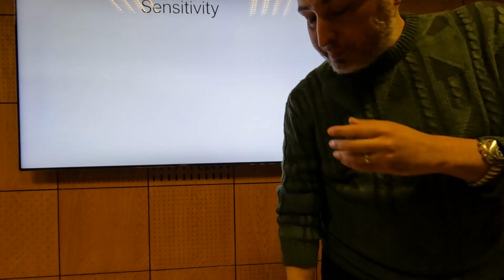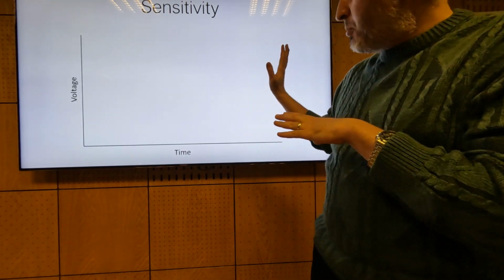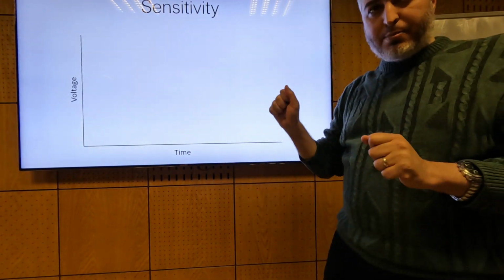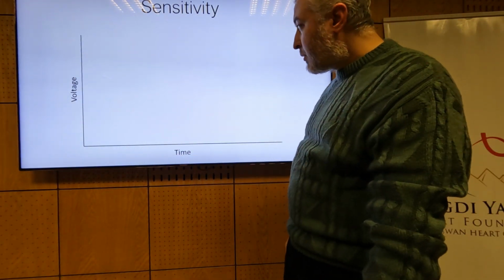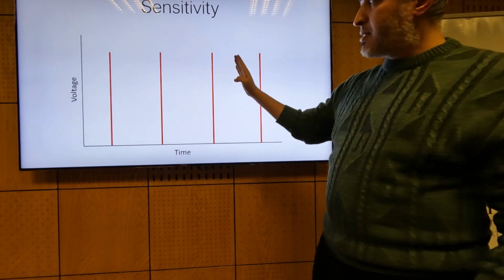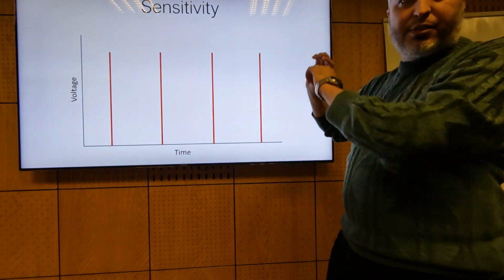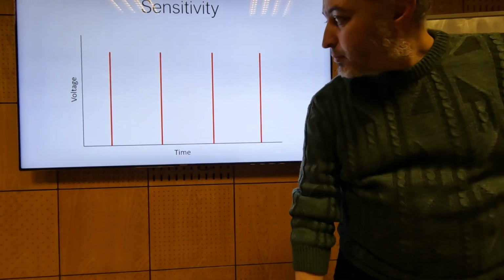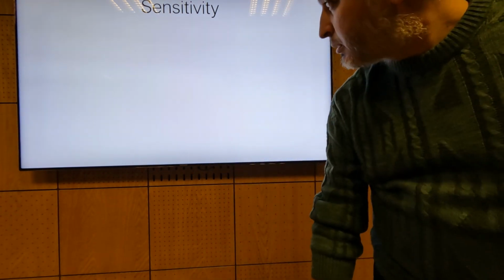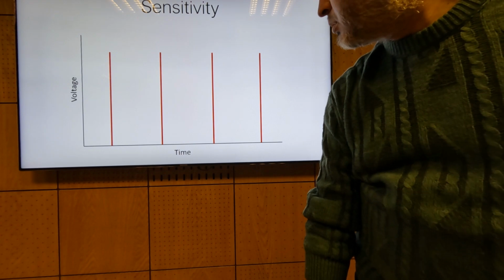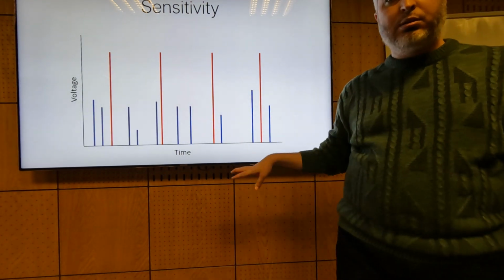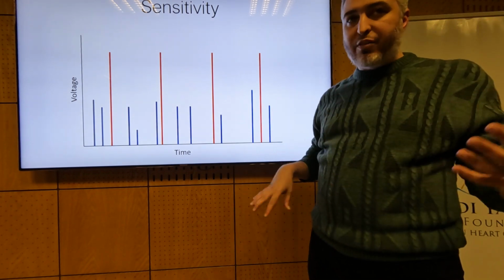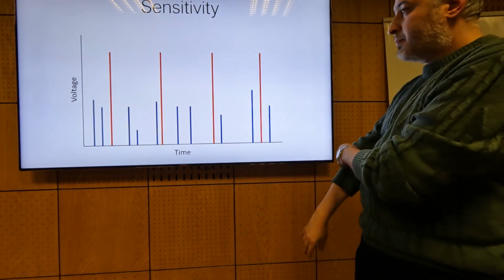How would you do that? Let's assume this is voltage, and this is time, and now the pacemaker is sensing. Let's assume this is the ventricular activity. This is what we actually want to sense. Now there's a lot of noise: respiratory muscle movement, other intercostals, diaphragm.